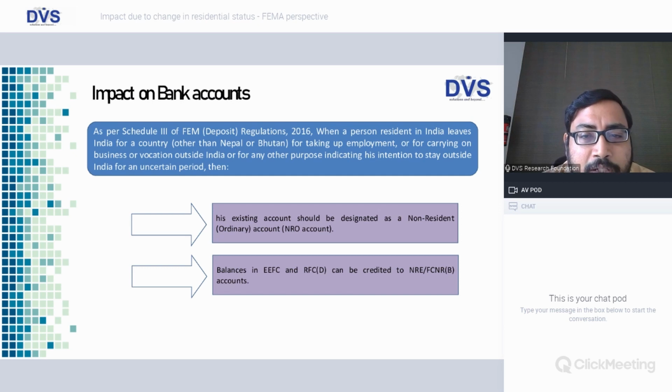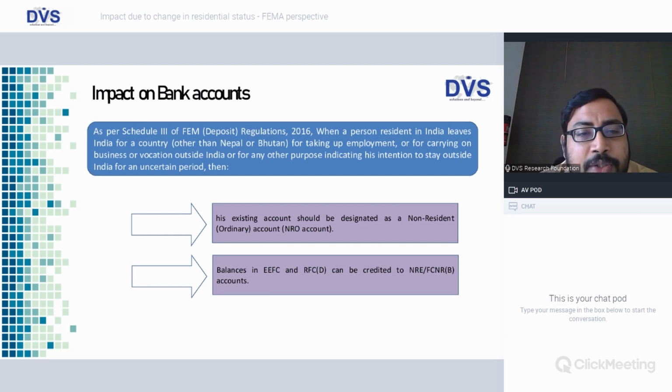The important point here is that this applies only when the resident has an intention to stay abroad for an uncertain period. Most senior citizens now go abroad to stay along with their children for 6 or 7 months in a year, but the intention is not to stay there for an uncertain period, so they'll be coming back to India. Even if they stay only 6 or 7 months, their residential status here in India could change, but for that reason there is no need to convert your accounts.